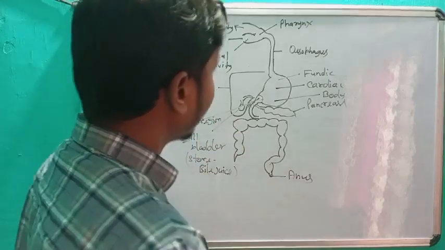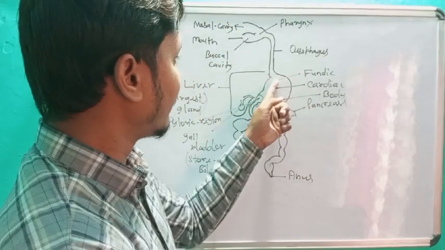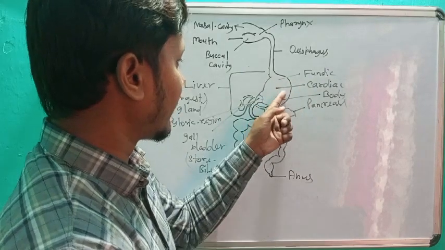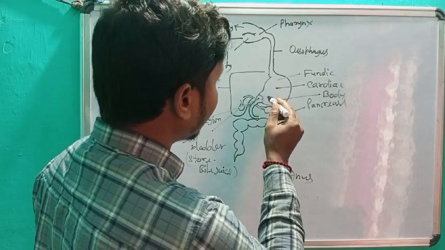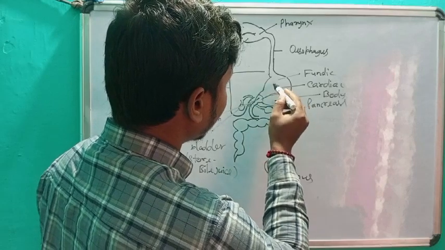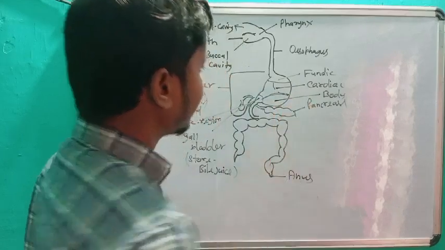The stomach is divided into four major parts. The first, above part is known as fundic, the next one is known as cardiac, and the middle portion is known as the body region. So this is the body region, this is the fundic region, and this is the cardiac region.